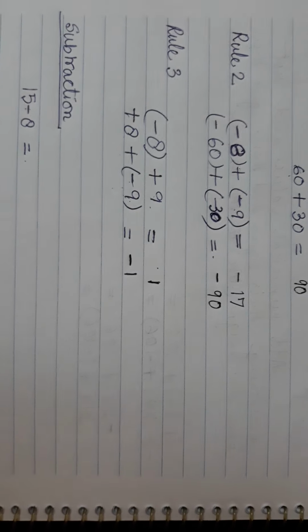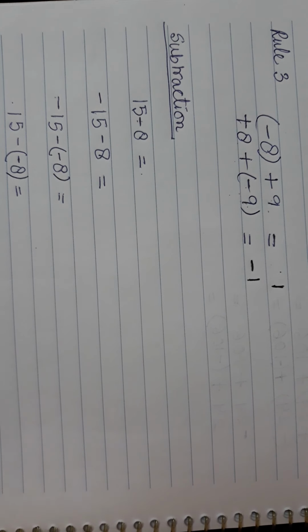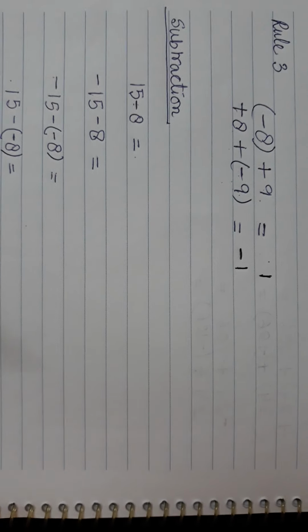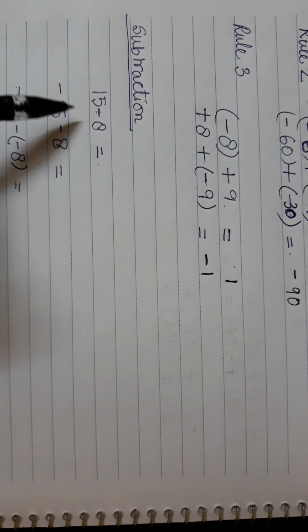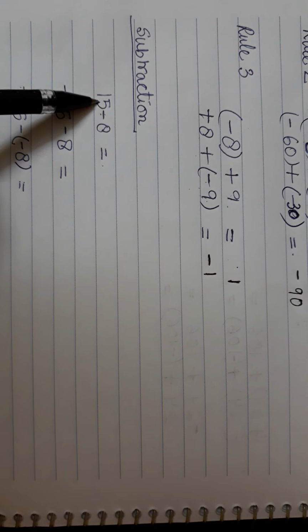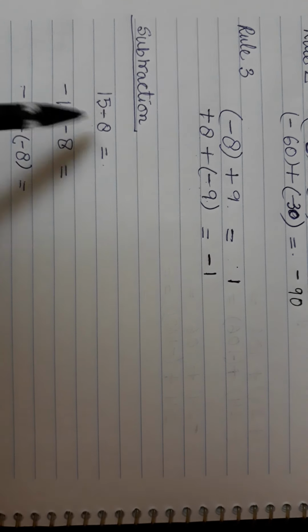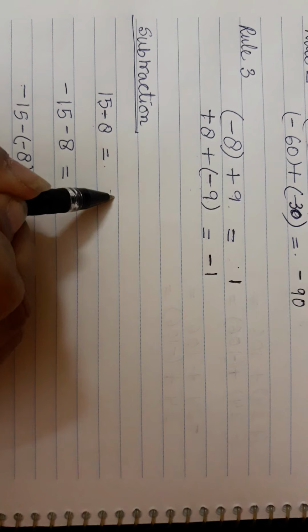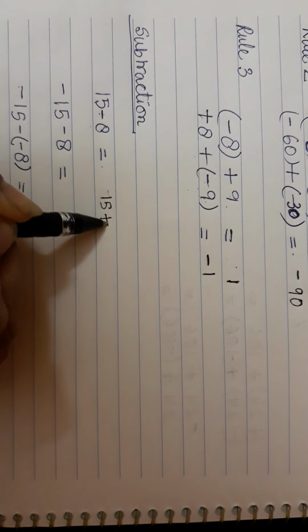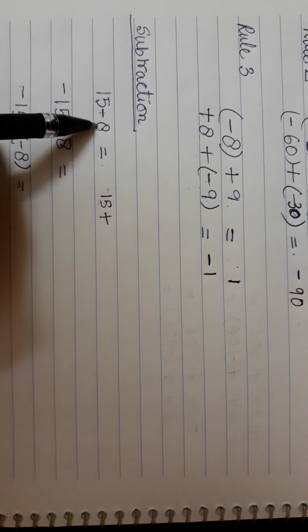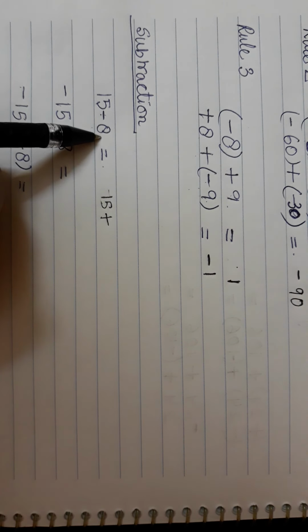Okay, now we will understand subtraction. Subtraction has a very good rule. If I get any number to be subtracted, from this number I will subtract this. The first thing I will do is change the minus sign into plus sign. Then the second number which is to be subtracted, I will write the additive inverse of that.